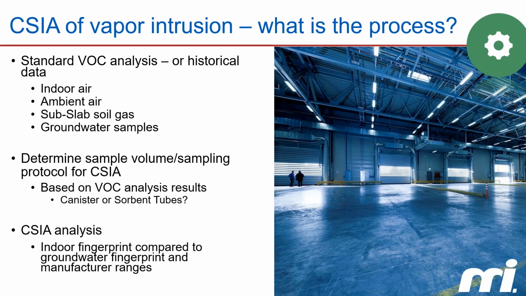But based on those concentrations that you determine from the VOC analysis, we can figure out whether it's best to use a canister, like a Summa canister, or sorbent tubes, like thermal desorption tubes. And then from there, we would sample for CSIA analysis. Now, the way that we do CSIA analysis is we're going to compare an indoor fingerprint from an indoor air sample to that of groundwater samples that are just up gradient of the building. So I'll be talking about that as well.